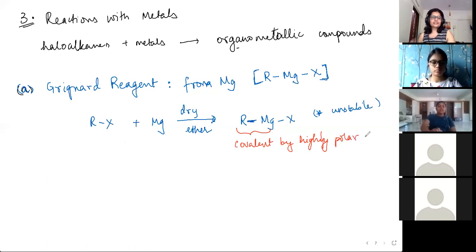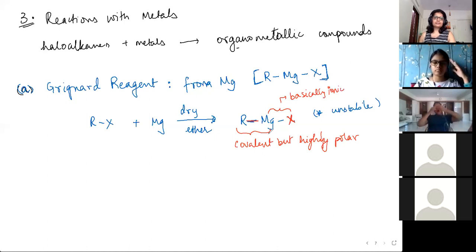It's an extremely polar covalent bond, the bond between R and Mg. And Mg and X, considering halogens are highly electronegative, they are capable of forming anions, Mg being a metal, extremely electropositive. The R-Mg bond is covalent but highly polar. And the bond between Mg and X is basically ionic, because this is highly electronegative and this is highly electropositive.